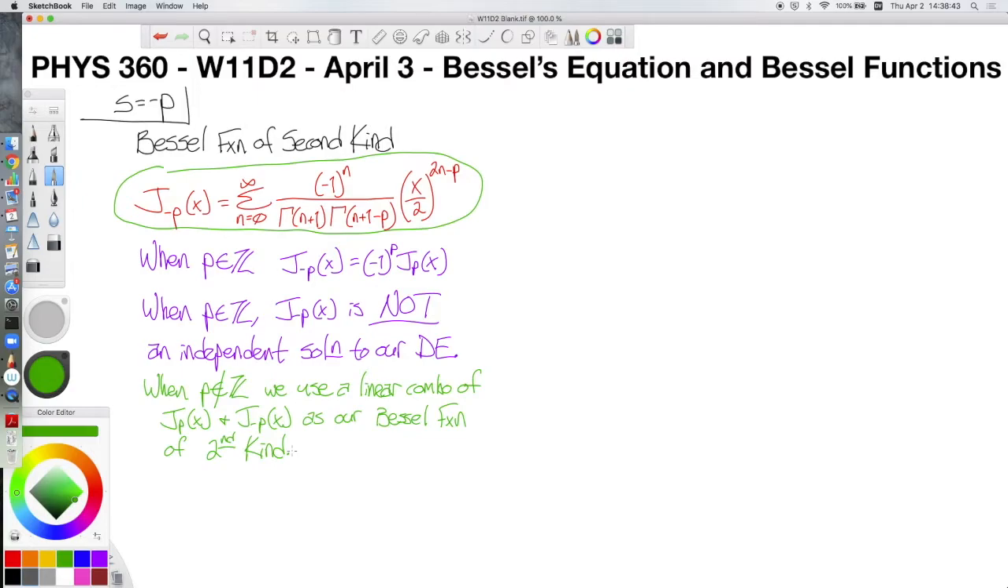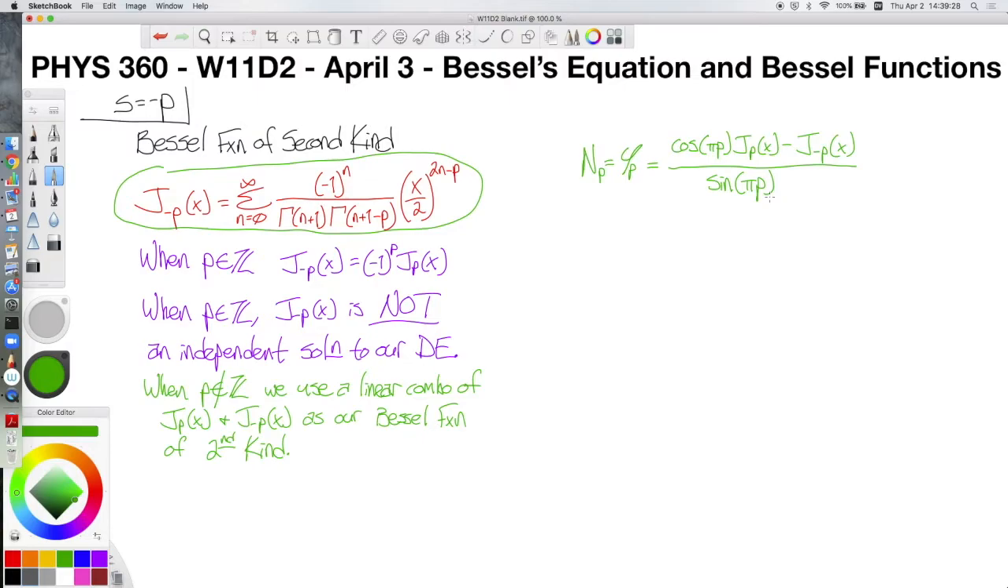And recall that this is allowed. If you have any two solutions to a differential equation, any linear combination of those two solutions is also a solution to the differential equation. So at the end of the day, our Bessel function of the second kind can be given either by N sub p or sometimes as Y sub p, both as a function of x, and it is given as the following linear combination in J p and J minus p.